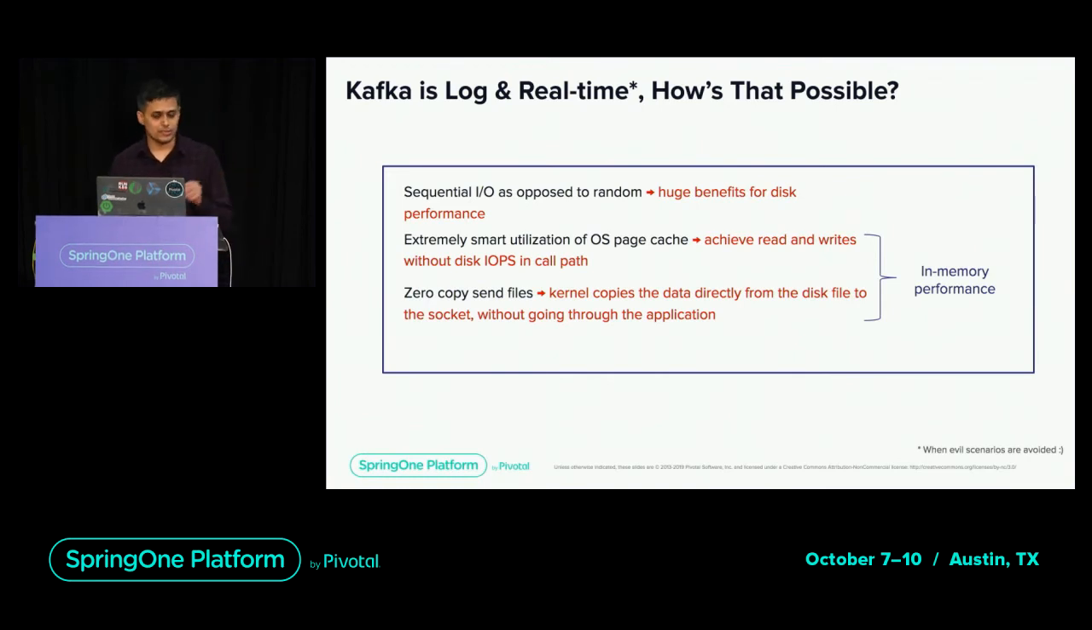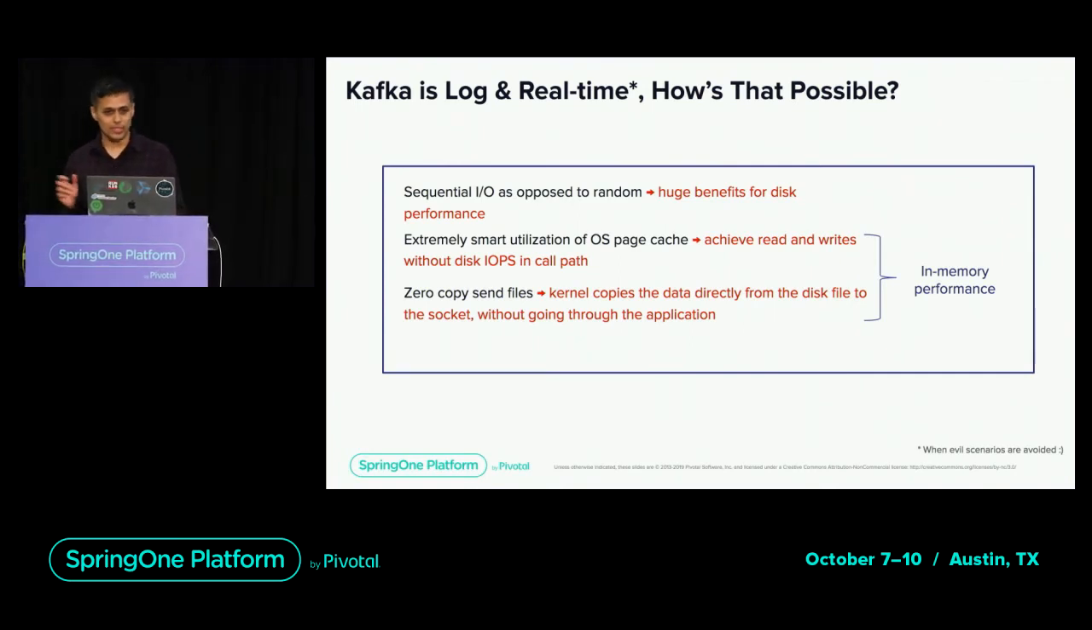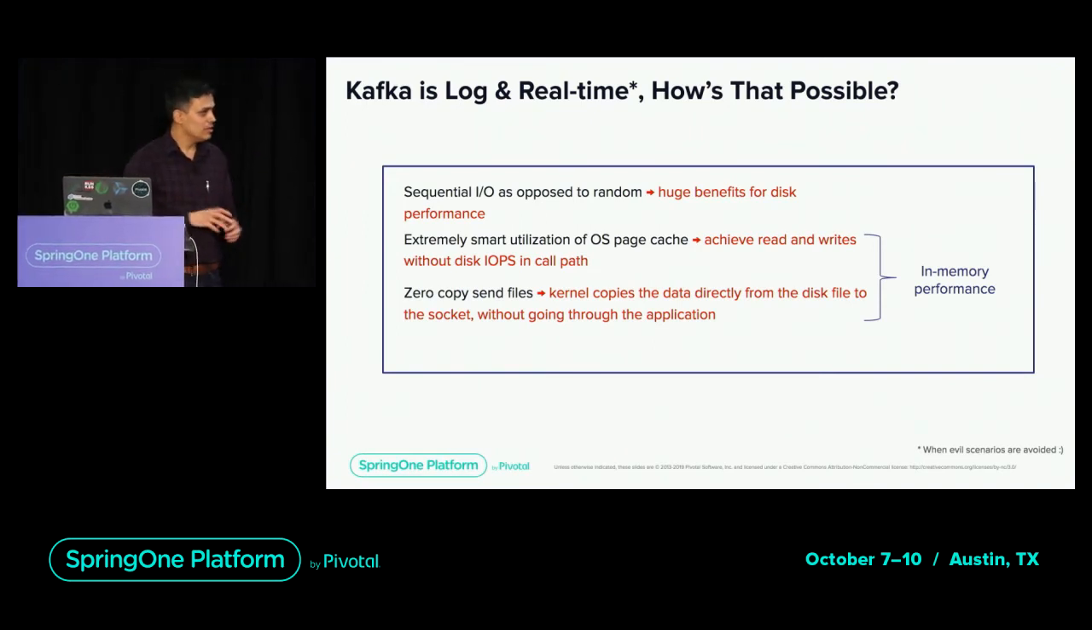What that means is that when you're reading and writing the data, as long as you avoid those evil scenarios, right? Old broker, out-of-sync broker, unpatched broker, old client libraries, massively lagging consumer. There are some really bad consumers, etc. You avoid those evil scenarios, you will get in-memory performance, because what happens is your reads and writes never actually go to the disk. The operating system takes care of all of that. Kafka doesn't do anything over there.